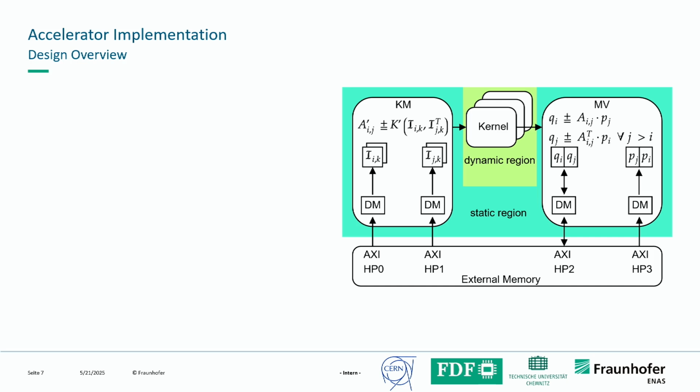The accelerator overview looks kind of like this. Basically, three main parts. The first part is the KM, which is kernel matrix construction, where we calculate it partially. This is why we have the prime here. And then we have a dynamic region where we just put different kernels inside, or maybe more precisely, kernel-specific operations. And then we follow it by matrix vector multiplication.